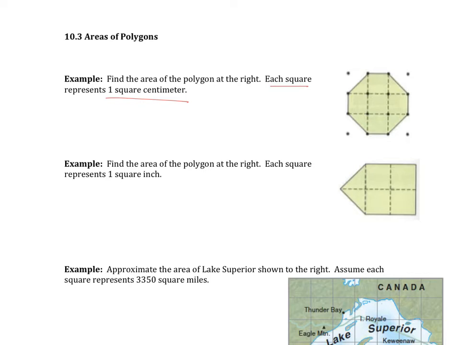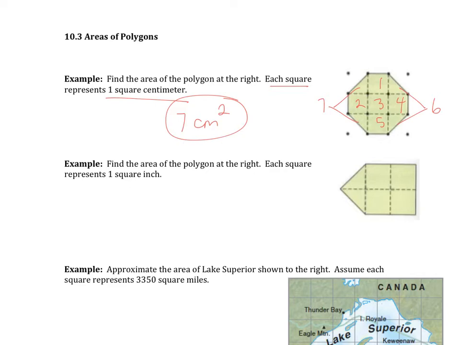So I'm going to go ahead and label my full squares here. 1, 2, 3, 4, 5. These two make 6. These two make 7. So I have a total of 7 centimeters squared for my area. Area is always in square units.